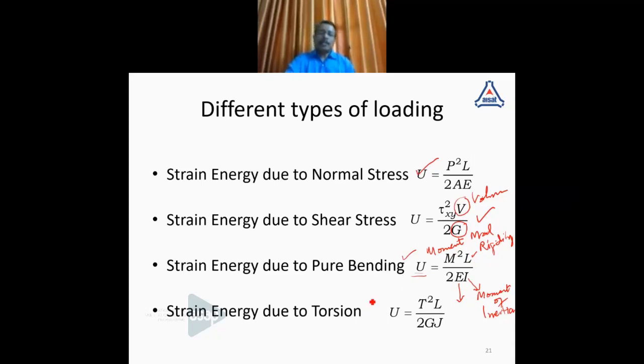And in torsion, in a torsional loading, we will be applying a torque. A torque is applied to produce a twist in the loaded body. And here, this L is representing the length of the bar, G is the modulus of rigidity, and J is the polar moment of inertia.